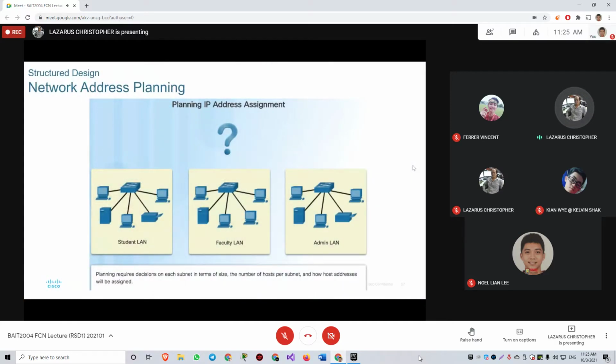So, addressing scheme, network address planning. Planning IP address assignment. Well, that means you have subnetted, right? So it's only one part of your network configuration. As I already mentioned before, the requirements will come to you.